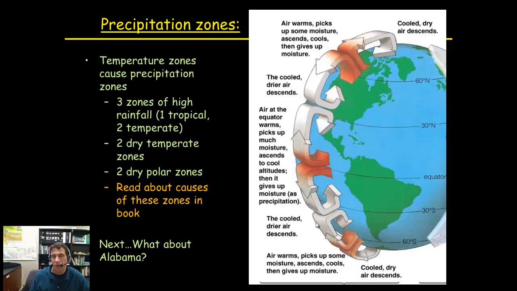So air is circulating across the planet in these different cells all year long, and that is what distributes a lot of the moisture around the planet, leading to these 3 different precipitation zones.